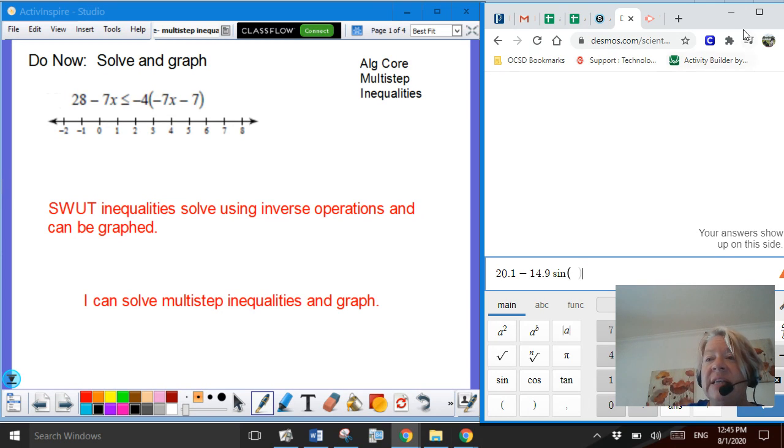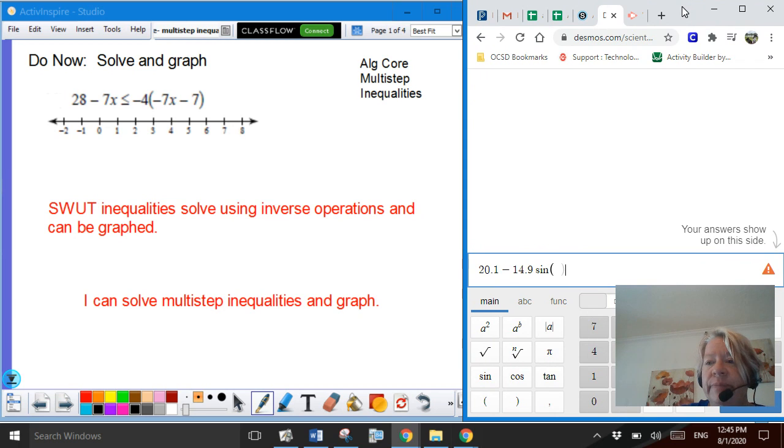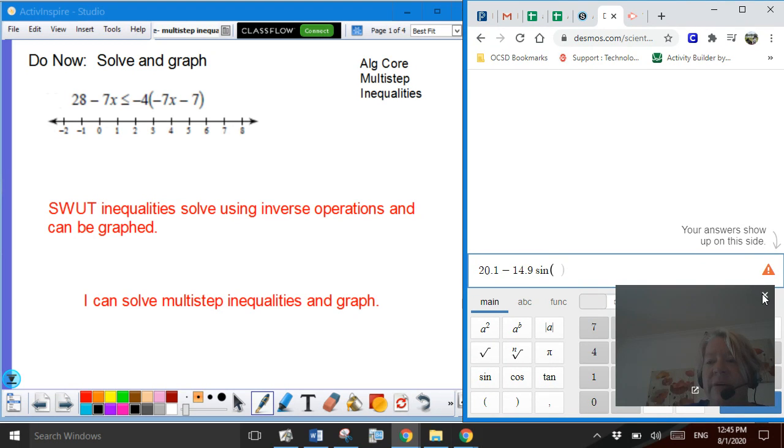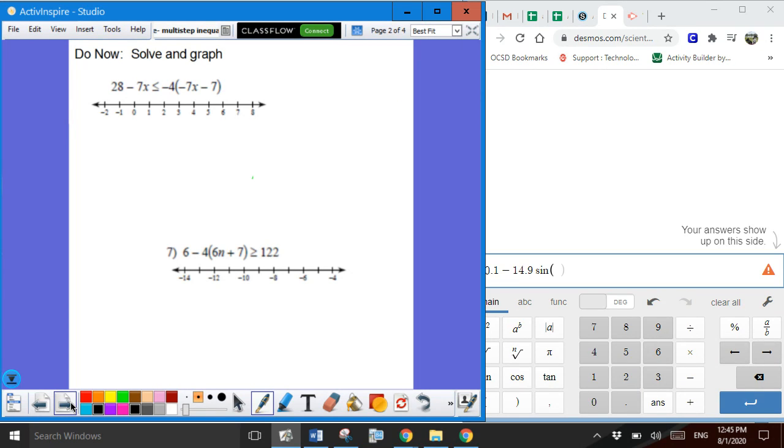So if you've not gotten your Desmos calculator open, make sure and do that so we have that available. And let's go ahead and get started by starting to solve this problem. Okay, so let's take a look at what we got.